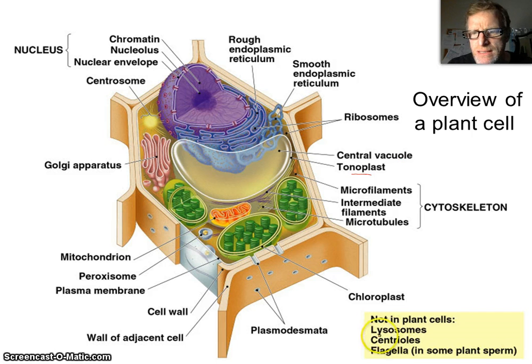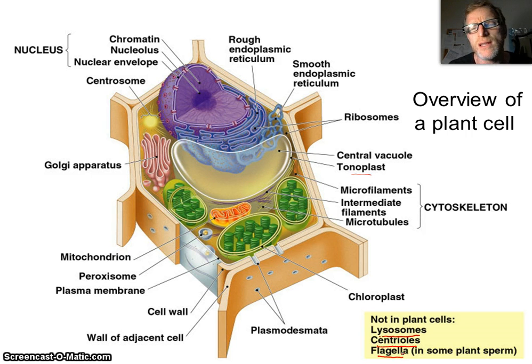Well, we don't see lysosomes. We'll talk about what lysosomes are. We don't see structures called centrioles. They play a key role in cell division. And we don't see flagella in most plant cells. Plant cells don't move a lot. They're mostly immobile, so they're connected by these cell walls.